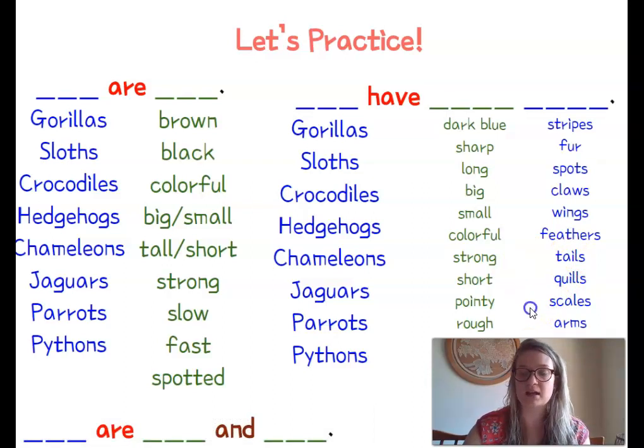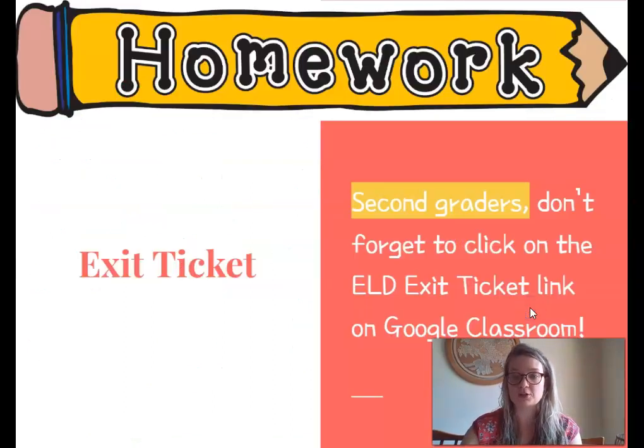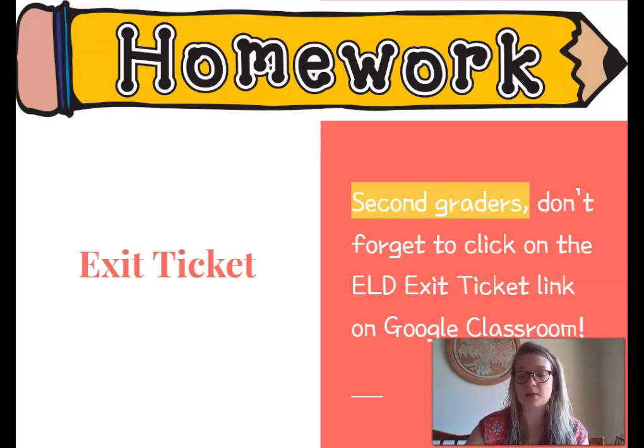Let's look at our last slide. If you're in first grade, you're all done with your lesson. Nice job. If you're in second grade, you're going to go back to your Google Classroom post, and there's going to be another link that says Monday ELD Exit Ticket. When you click on that link, it's going to open up a Google form that has all of the sentence frames, and it's going to ask you to describe one of the animals. You'll type in your name and your class, and then you're going to type your one sentence describing that jungle animal.